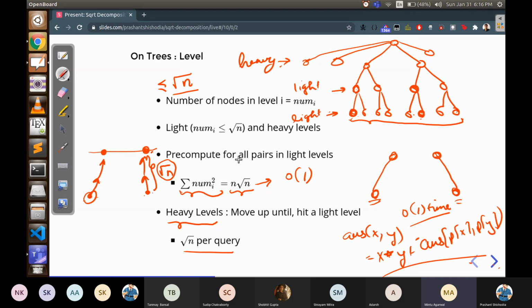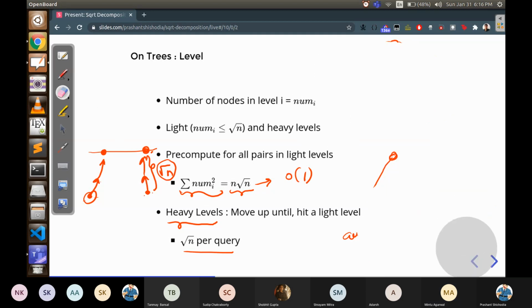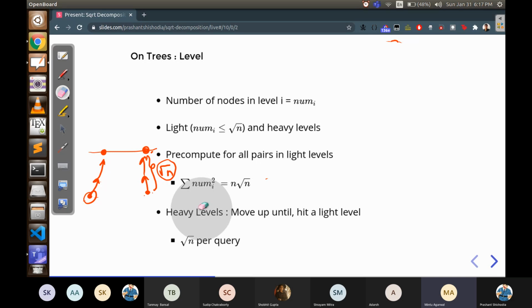Can you explain why the length we are moving is just root n and not more than that? Because there are only root n heavy levels, right? Okay, yes. So it has to end, like we have to get a light level. I will sometime hit a light level, and that's not more than root n levels apart, right? Yes.